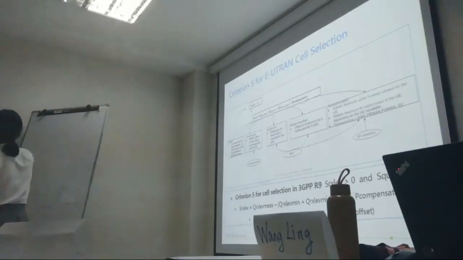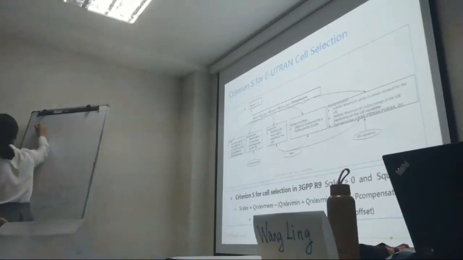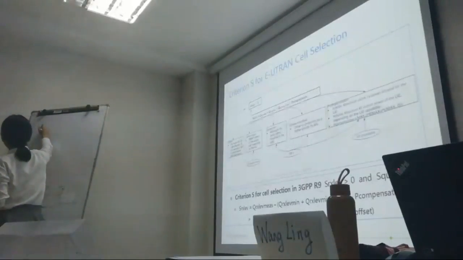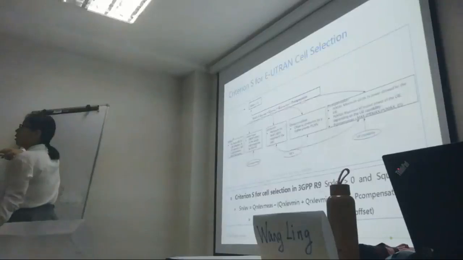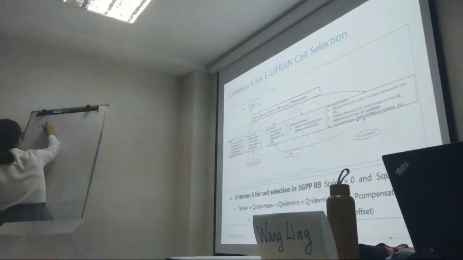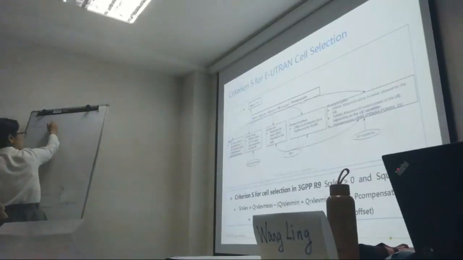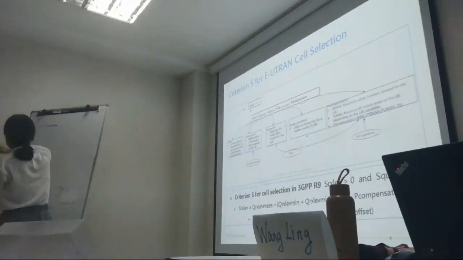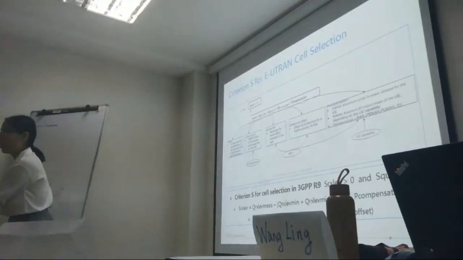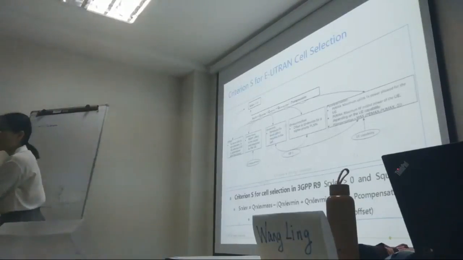So we define one value as R. We define one value as S. This value is equal to such. The SRP we measure, we use the measure here. And the measured SRP should be greater than one threshold.